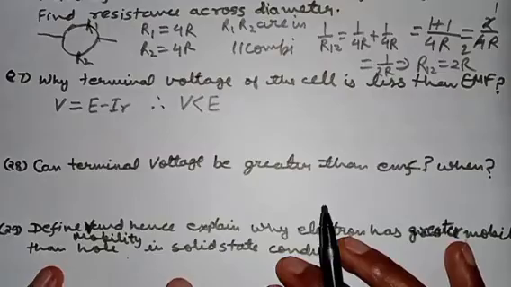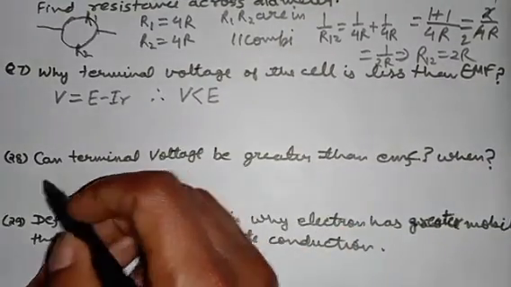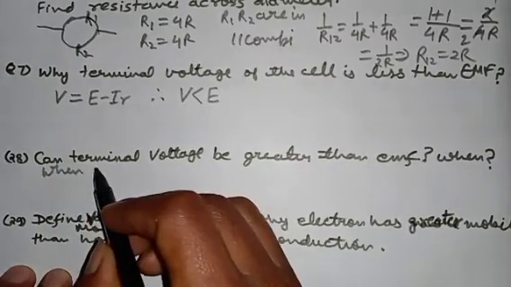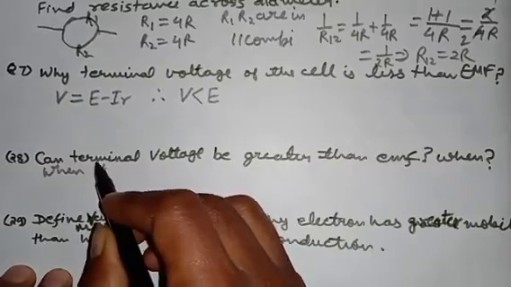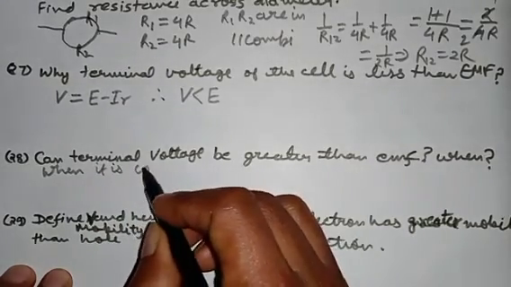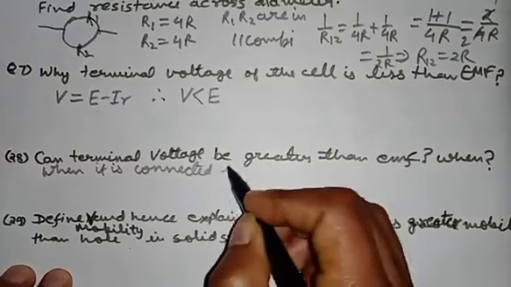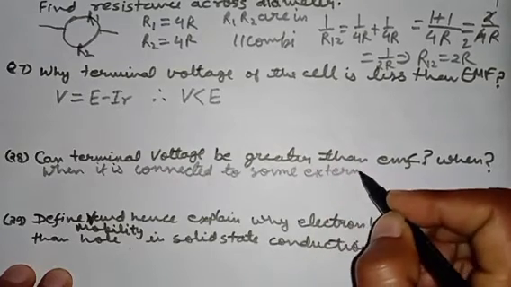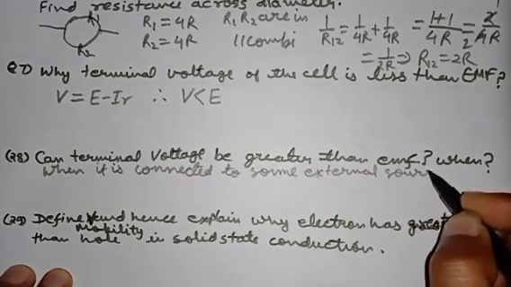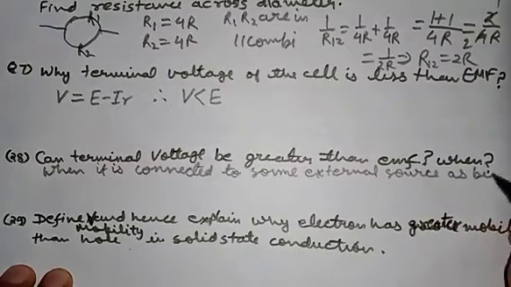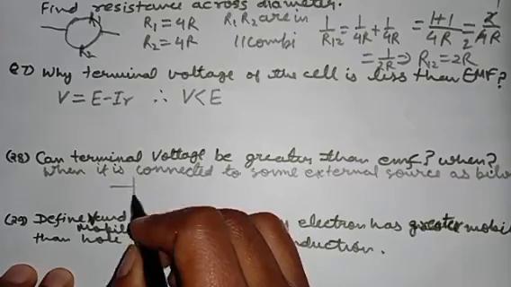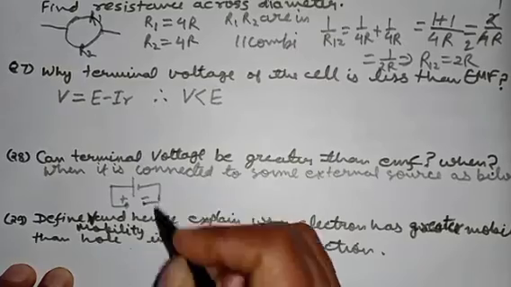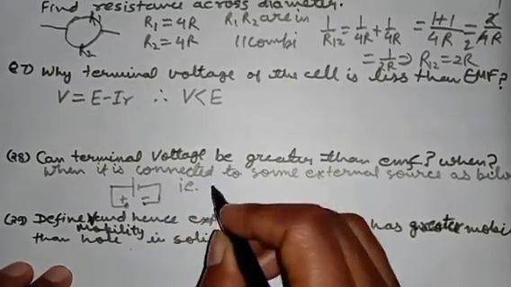Can terminal voltage be greater than EMF? So the answer is, when it is connected to some external source. As below, there is a cell and there is another source whose positive end is here and negative end is here. So that is during charging.